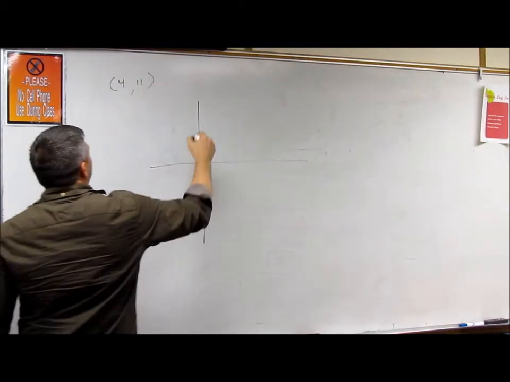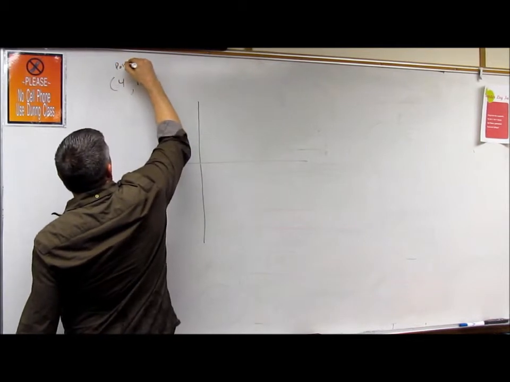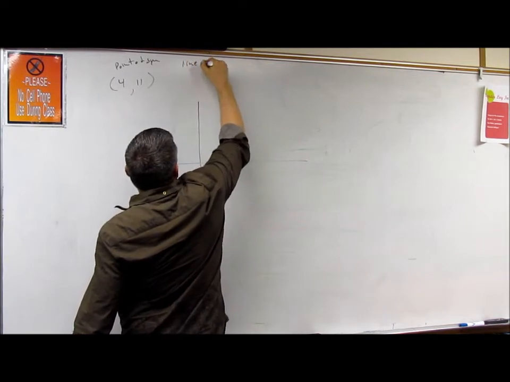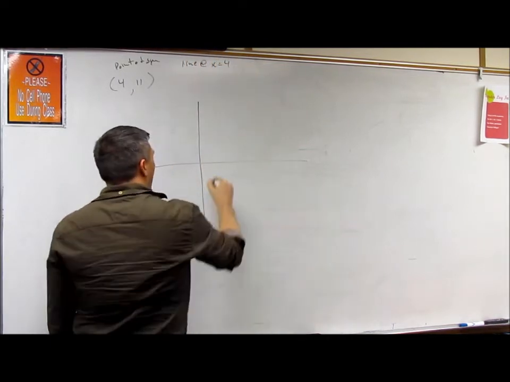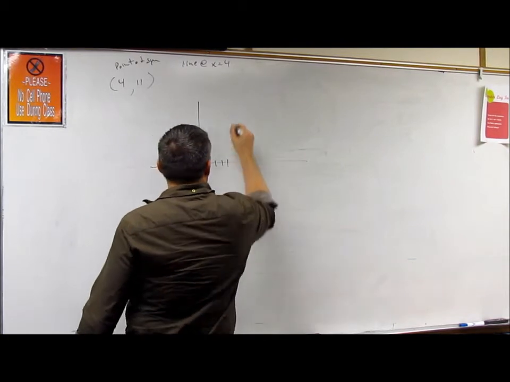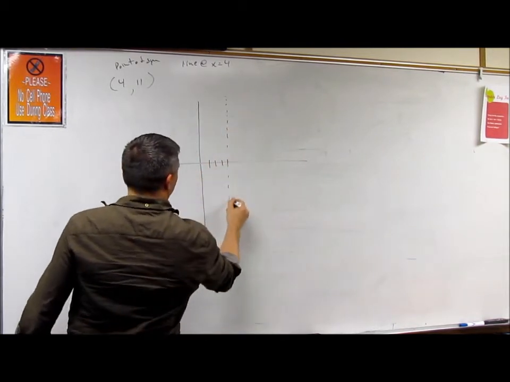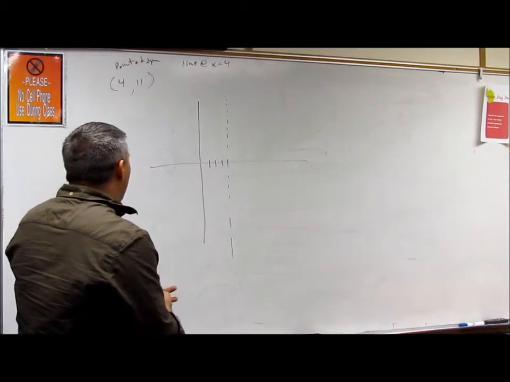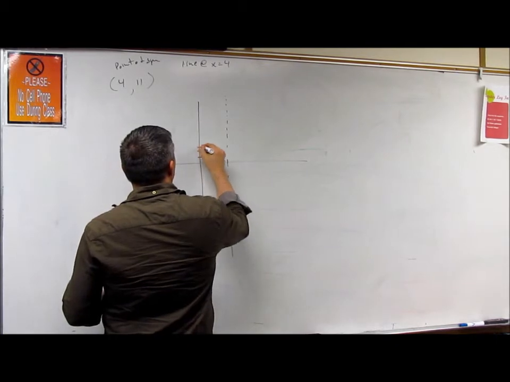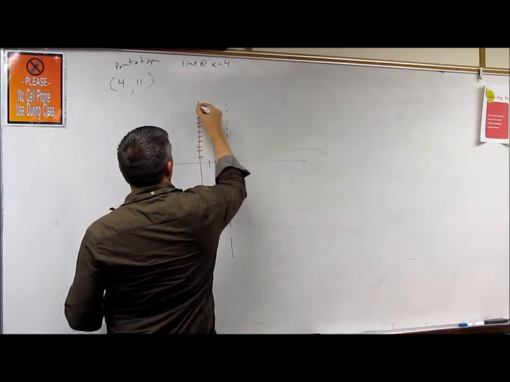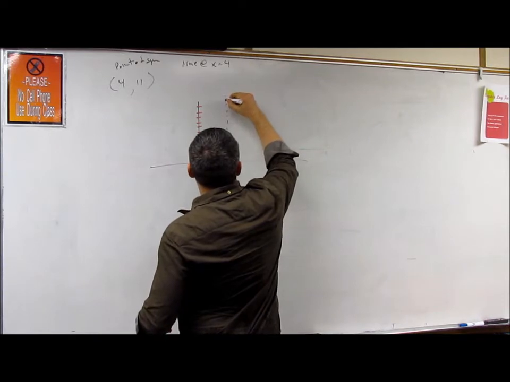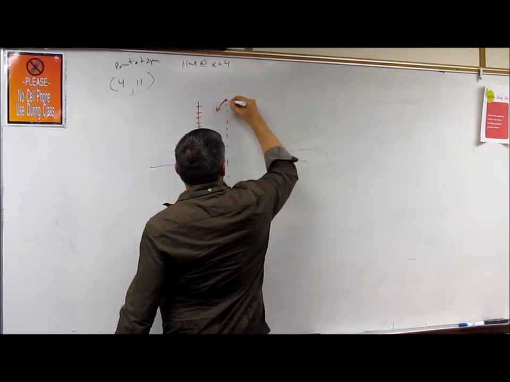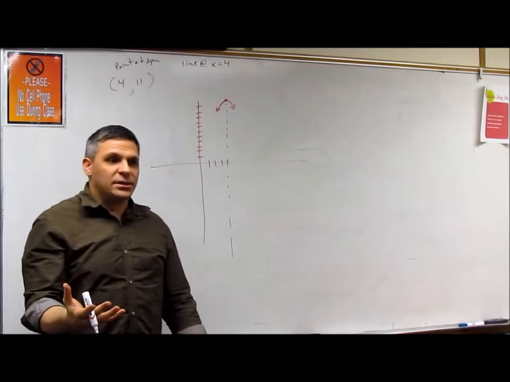I have a line of symmetry at x equals 4. So 1, 2, 3, 4. I know there's a line of symmetry right here. Right? And so I also know at (4, 9)... there's a point. And from here on out, I know that it goes like this, because I know it's frowning, right?